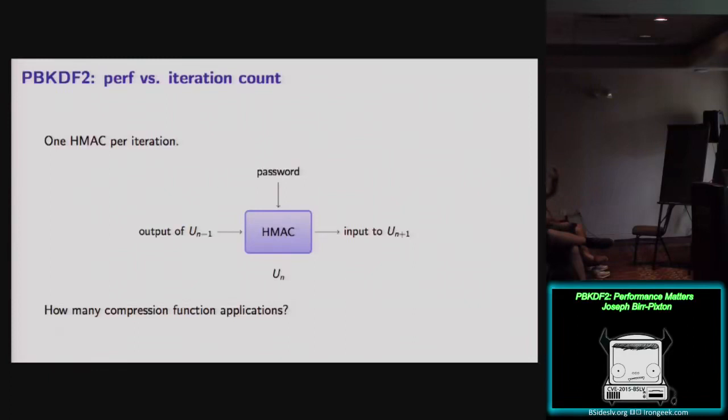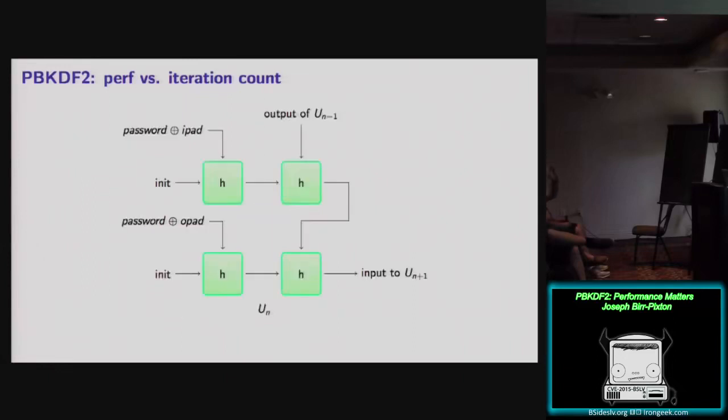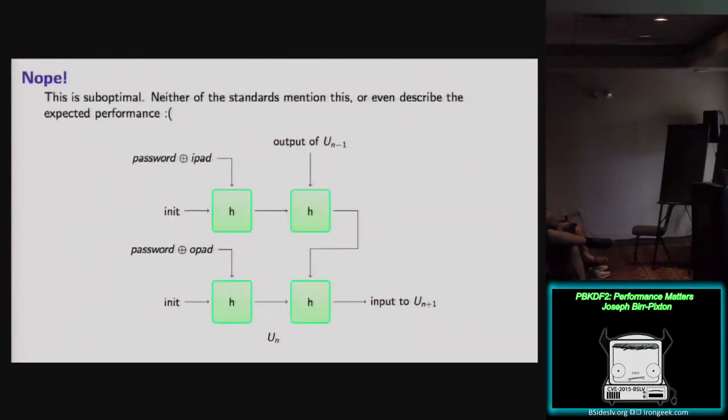So the question is, how many compression function applications per iteration? Well, you can count them: 1, 2, 3, 4. And this is what most people do. They go, there's 4 boxes, excellent. But the standard doesn't tell you that this is kind of off by a factor of 2.